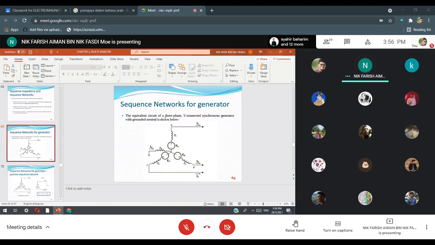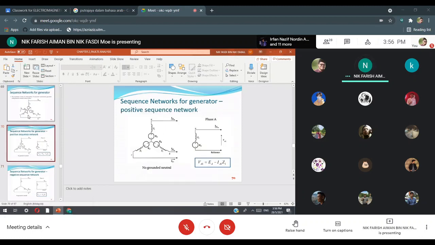The equivalent circuit of a three-phase Y connected generator with grounded neutral through impedance. So this is the equivalent circuit. Everyone understands, right? So this is the generator, where the three-phase generator has a unique EMF voltage, EA, EB, EC. So this is the impedance. And this is the current, IA, IB, and IC.